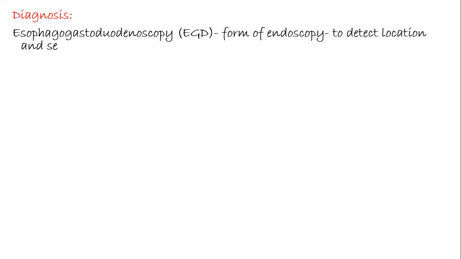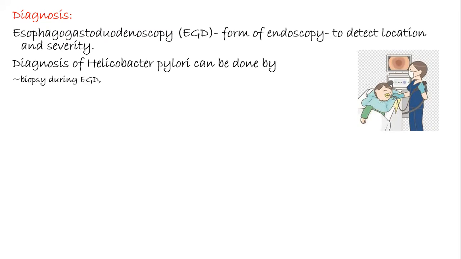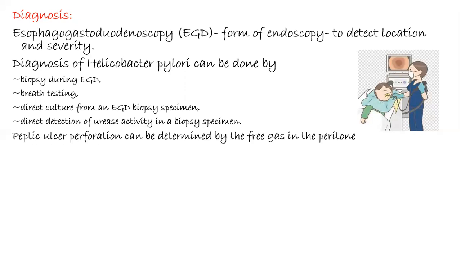Now we'll see diagnosis. Esophagogastroduodenoscopy, also mentioned as EGD, is a form of endoscopy to detect the location and severity of the ulcer. Diagnosis of Helicobacter pylori can be done by biopsy during EGD, breath testing, or direct culture from an EGD biopsy specimen. It can also be done by direct detection of urease activity in a biopsy specimen. Peptic ulcer perforation can be determined by free gas in the peritoneal cavity using X-ray.